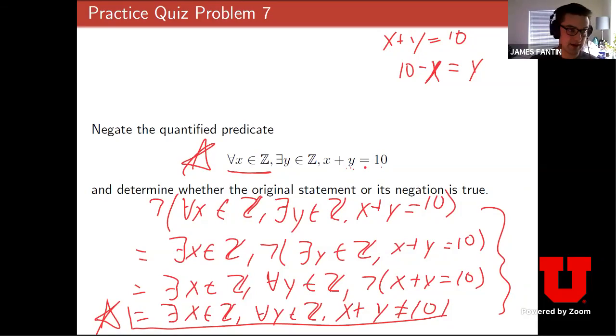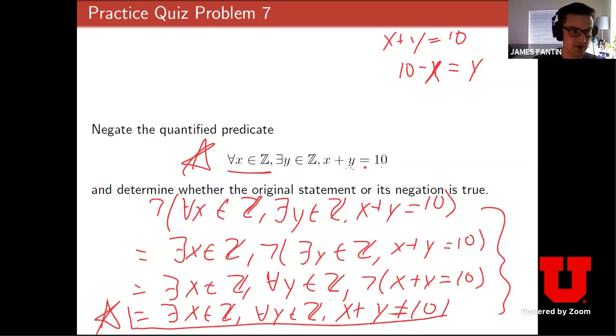And that doesn't seem like it would be true, right? Because if we are given some integer, we can always find another integer that will add to 10. So it can't be the case that for every other integer, their sum is not 10. I know that's a little bit tricky, but thinking about it from that standpoint might help you figure this out.